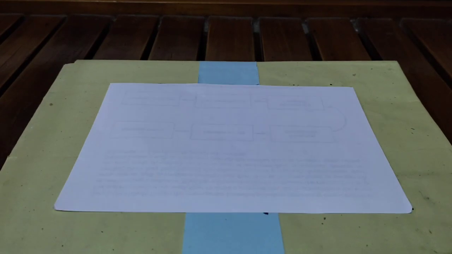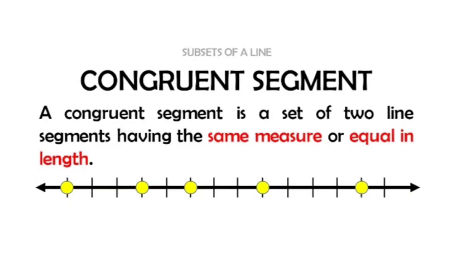Okay, now let us proceed to our next topic. This is under the topic line segment. Line segment has also what we call a congruent segment. What is congruent segment? A congruent segment is a set of two line segments having the same measure or equal in length.